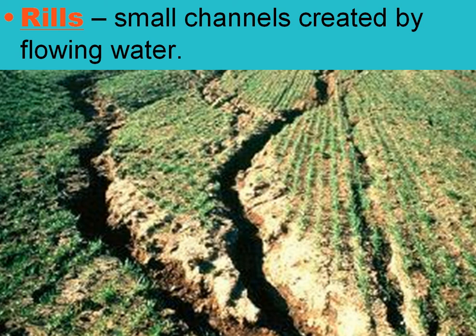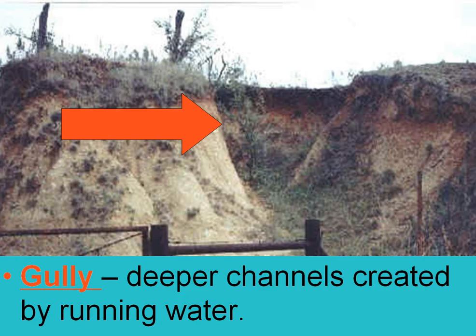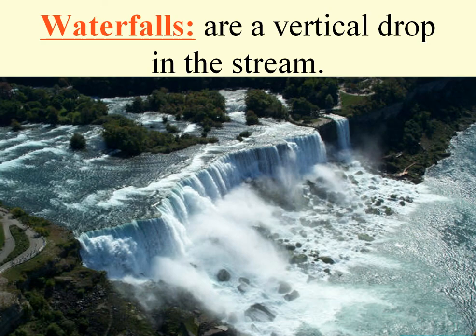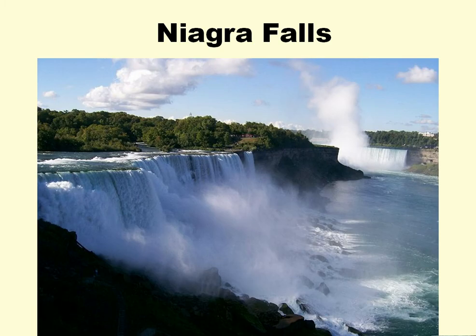Now eventually rills can deepen and they can widen and they can become gullies, and that's how you get gully erosion. These are deeper channels created by running water. And eventually, if water would flow nonstop over it, they would call them rivers or creeks. Now, waterfalls are simply vertical drops in a stream. And Niagara Falls is probably the United States' most famous example of a waterfall.